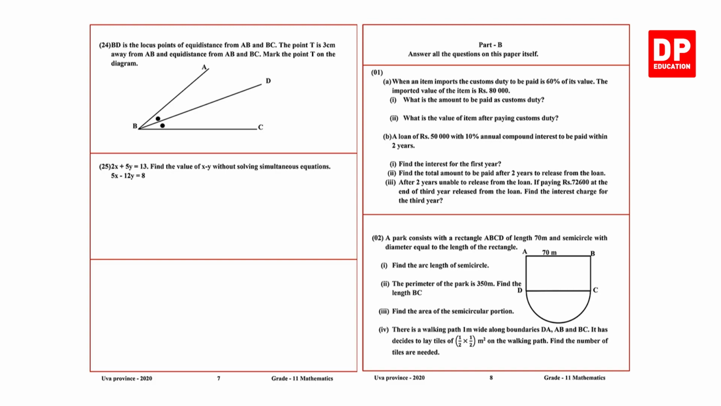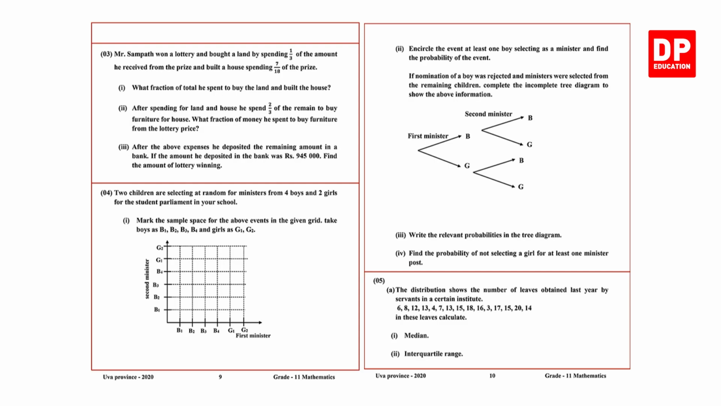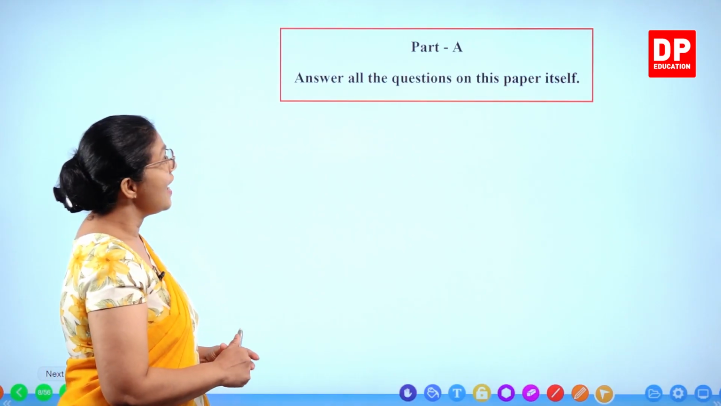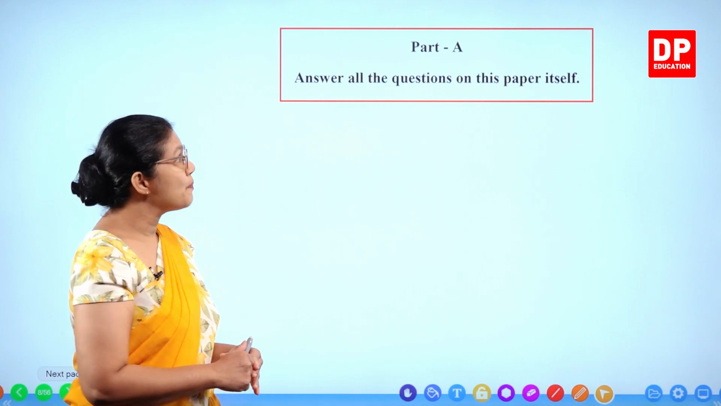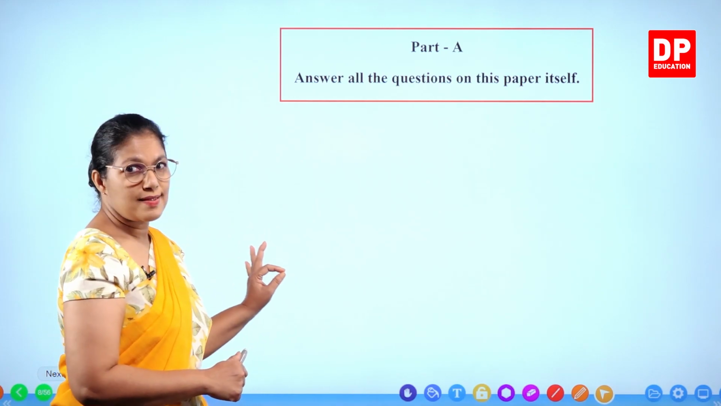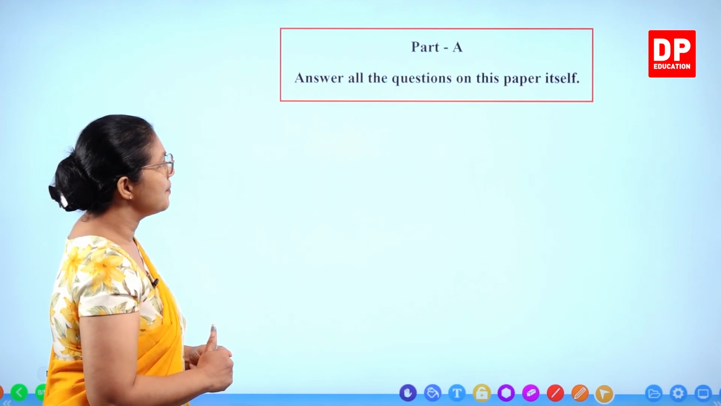So there also you have to answer all the questions. Question number 1, then question number 2, question number 3, 4 and then finally question number 5. So let's do this paper now. Let's do Part A. Answer all the questions on this paper itself. So spaces are given, so you have to give the answers in the space provided.